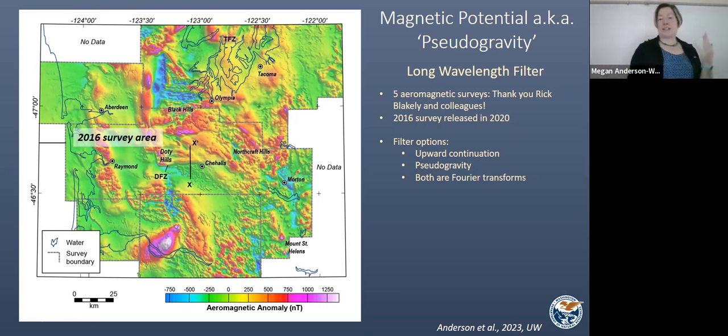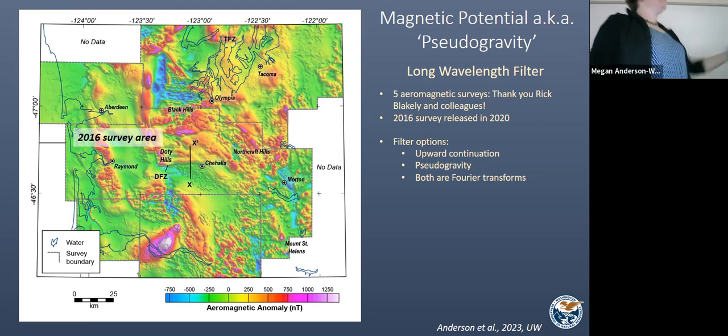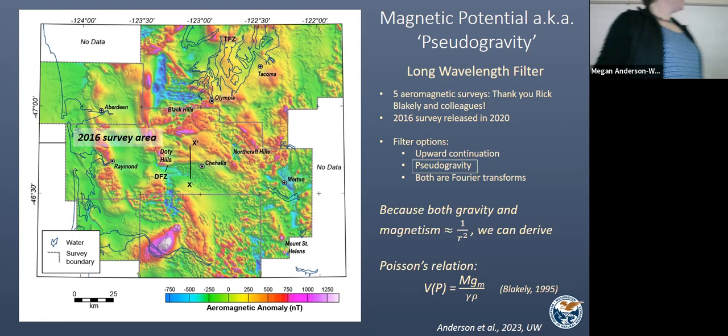The pseudogravity is a weird name. It's better named magnetic potential. That's technically what it is, but people call it pseudogravity, so now we're stuck calling it pseudogravity. It doesn't come from the gravity data. It comes from the magnetic data. This messed me up a lot when I was a young scientist.